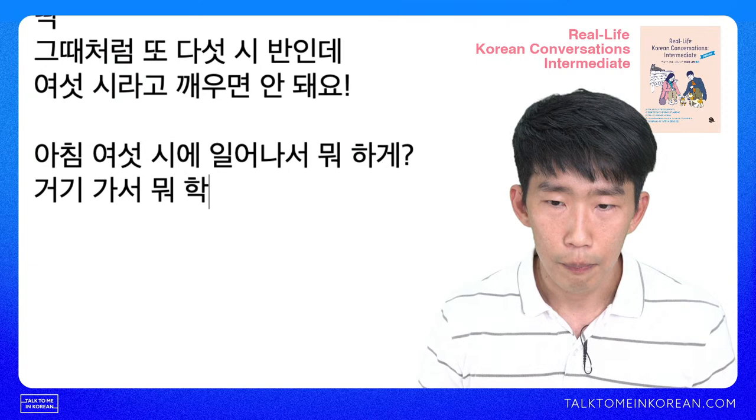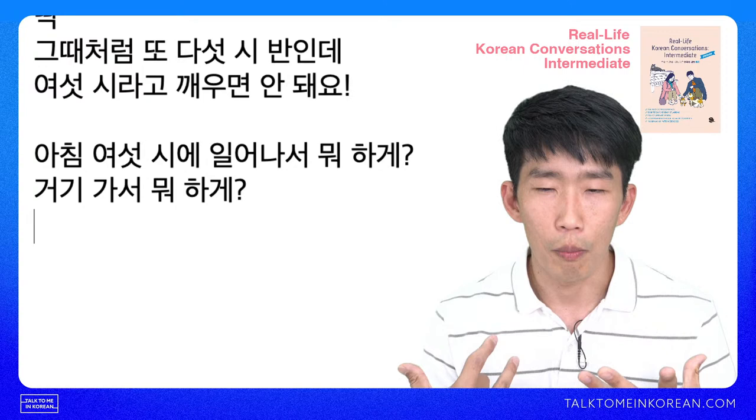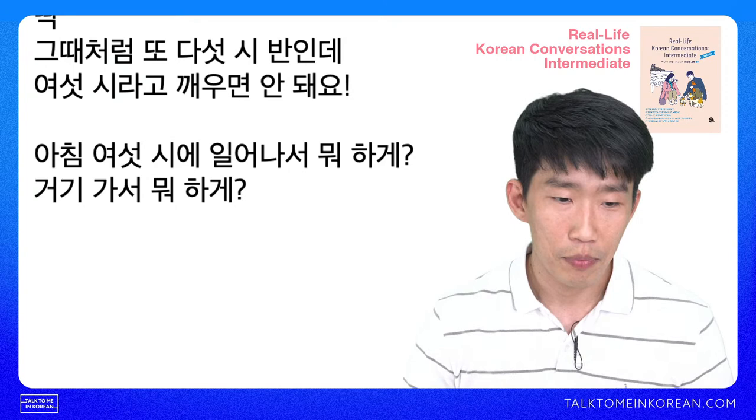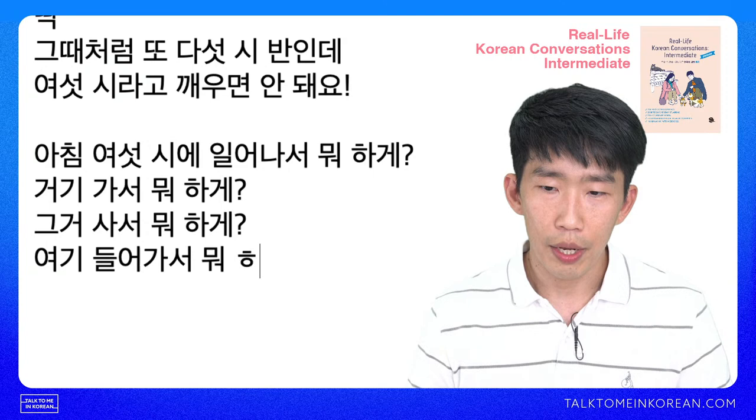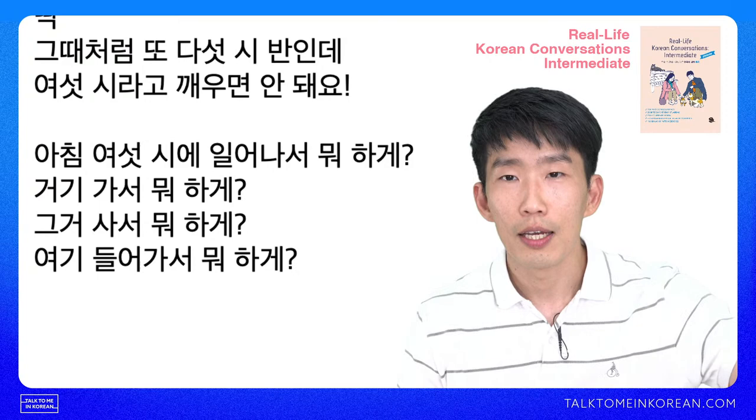So, you know, so-and-so, 서 뭐 하게 is often a way to say why. So, 그거 사서 뭐 하게? Why are you buying that? 여기 들어가서 뭐 하게? Why are you going in there? So, literally translated, it will mean you go in there for what purpose, right? So, 뭐 하게?